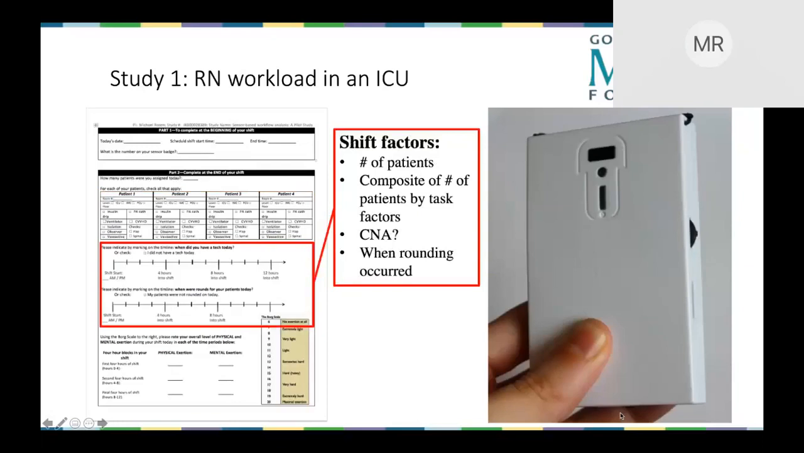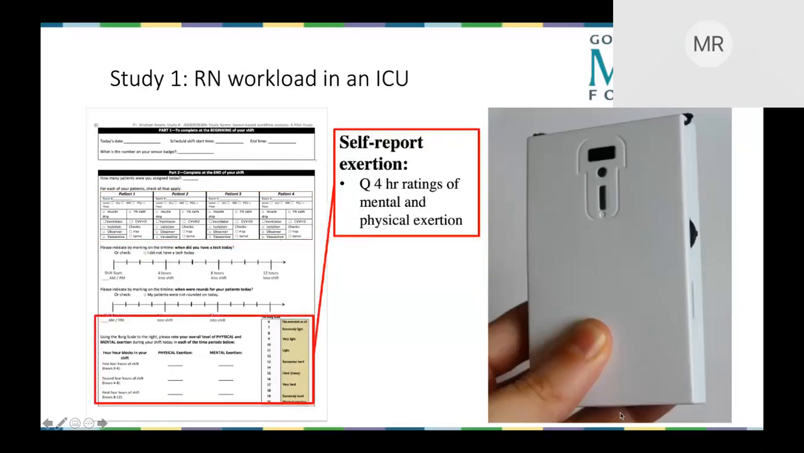Did they have a nursing assistant at any point in time? And then also rounding, because that's when that happened in the process, because that's a known big source of workload. And then every 4 hours, they just filled out a single-item measure of mental and physical exertion. But again, this is the challenge with this data, getting people to respond. So we went with a very light survey form and lots of sensor data.